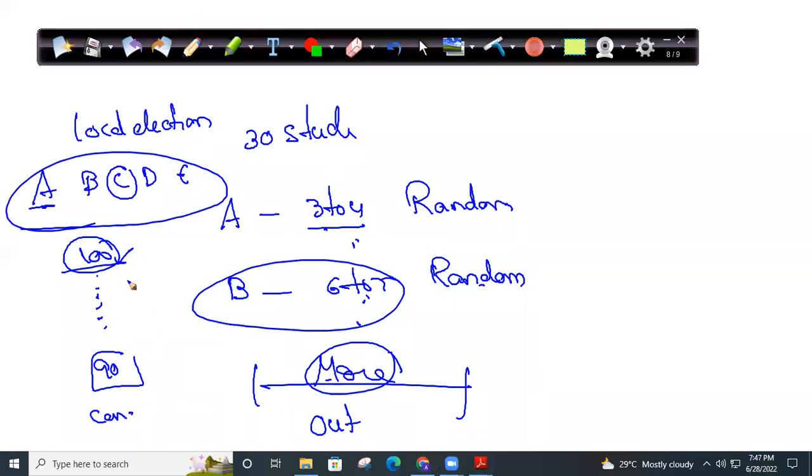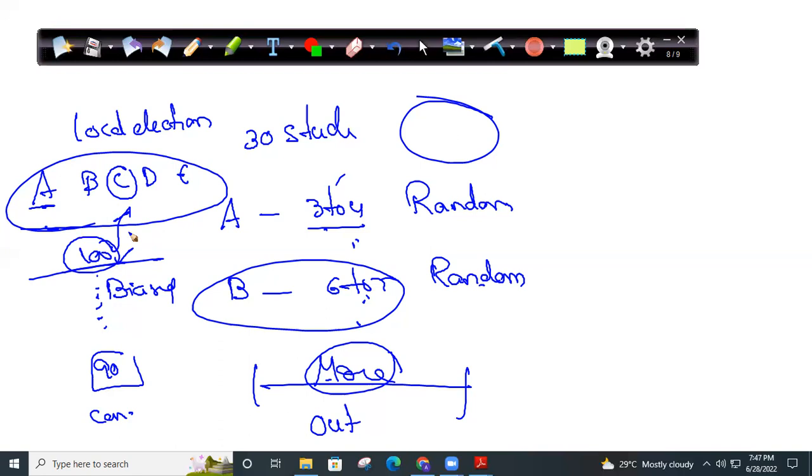Why? Because I am biased. Why am I biased? I'm not selecting these 100 random people from the village or the city. I'm selecting the people who voted for C because I want to influence someone. So definitely the outcome is biased, and the outcome of the experiment will go wrong, or the conclusion you are making will not be correct.